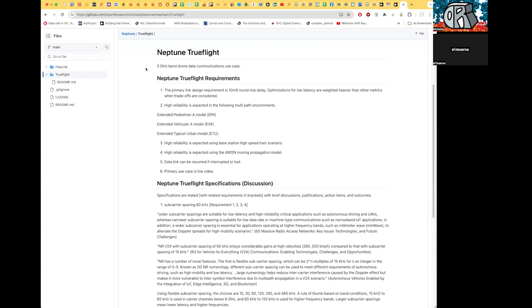And for drones, I think we can all understand that there are some very big challenges with respect to drone communications. So one of them is multipath. Fortunately, we have some models available to us, and our requirement is that we achieve high reliability when we're in different environments.